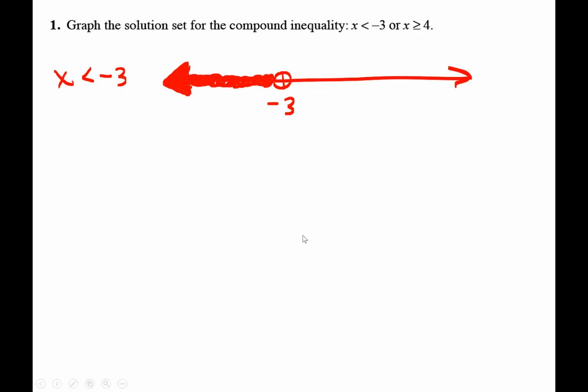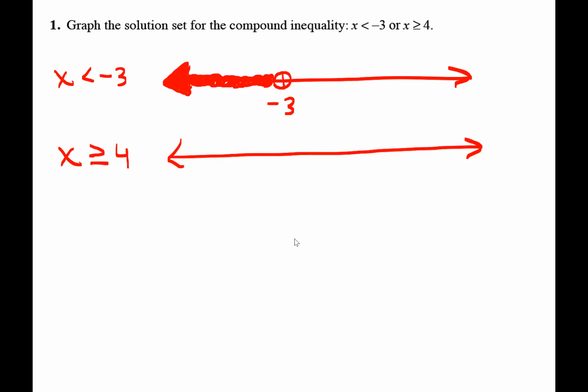All right, let's graph the next one here. x greater than or equal to 4. So if that is the case, x greater than or equal to 4 means I have a graph. 4 is a little bit off to the right-hand side. Open dot or closed dot? What do you guys say? Open dot, closed dot?